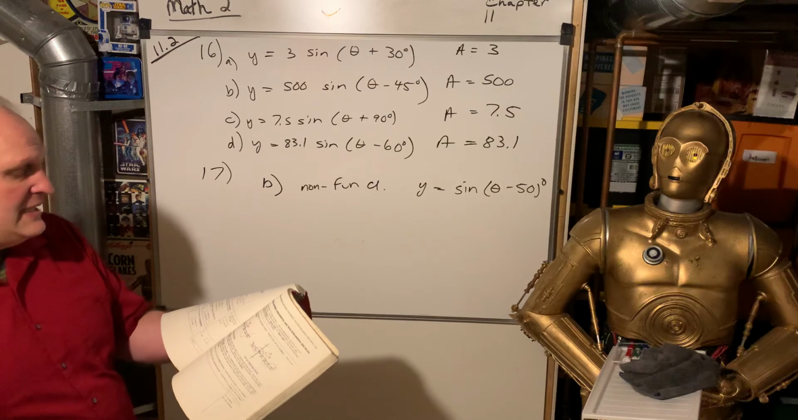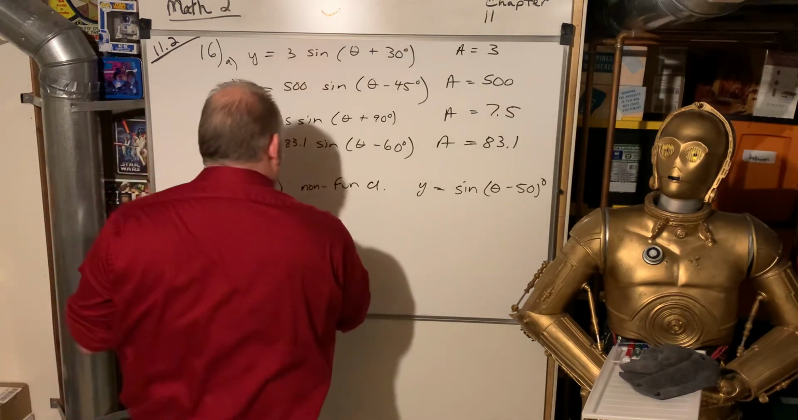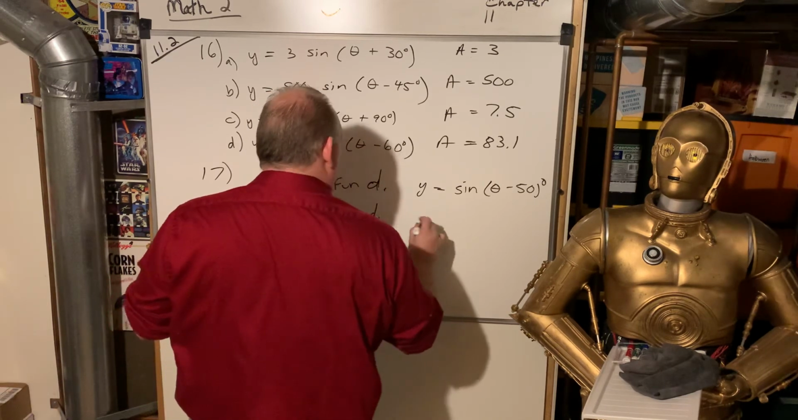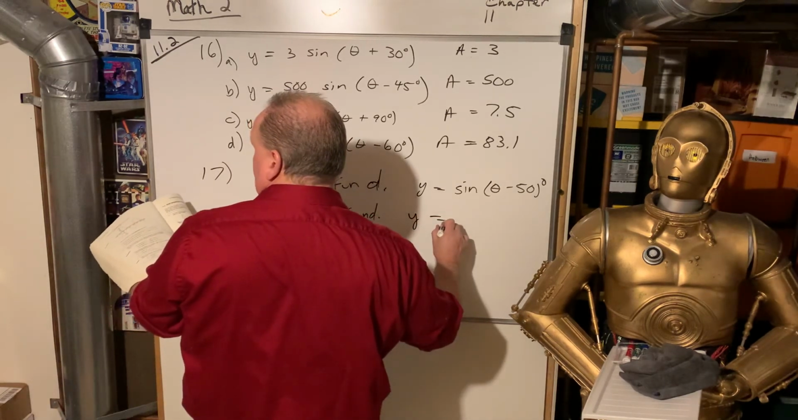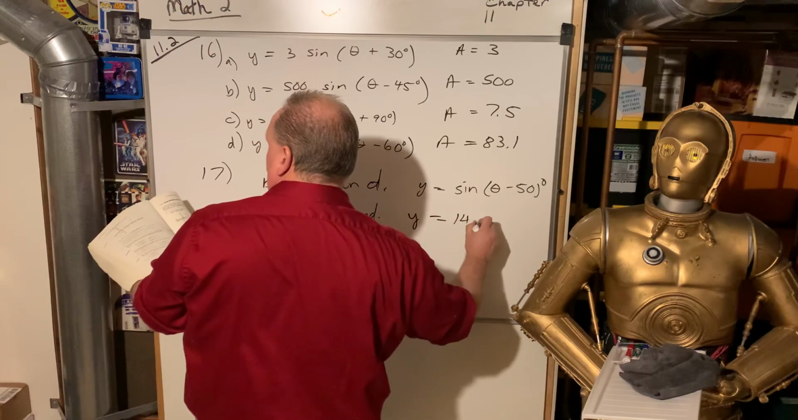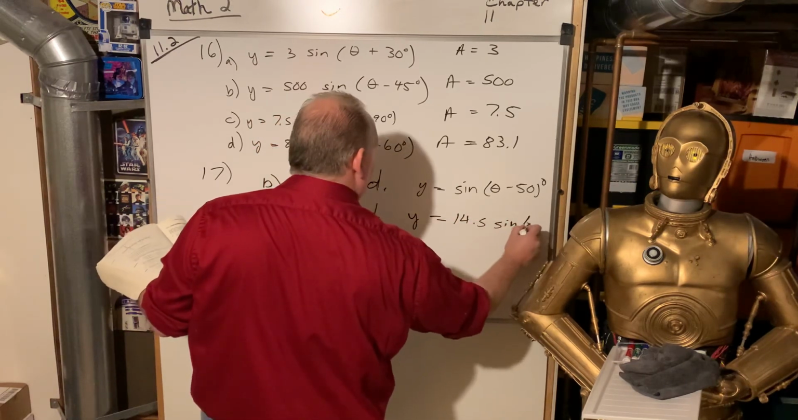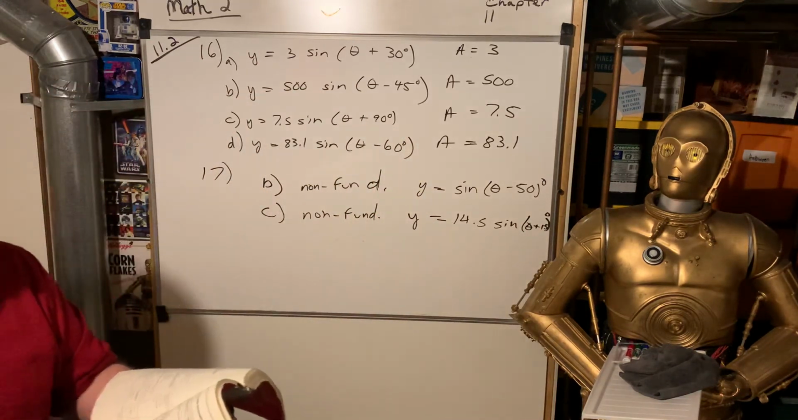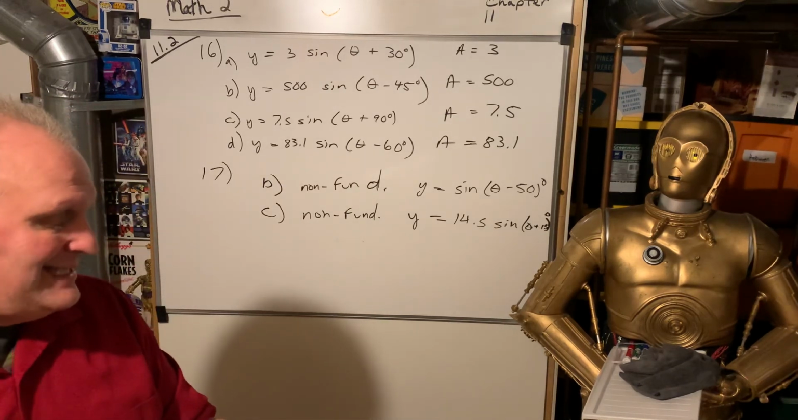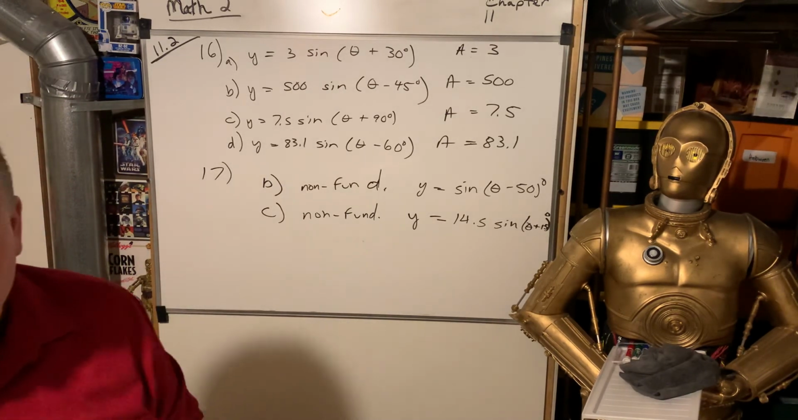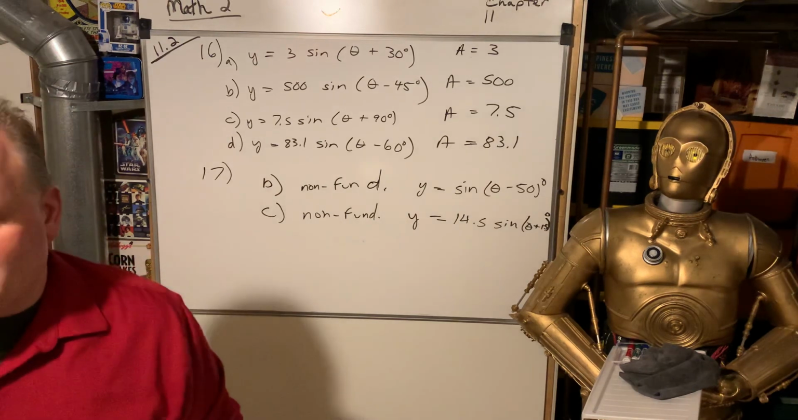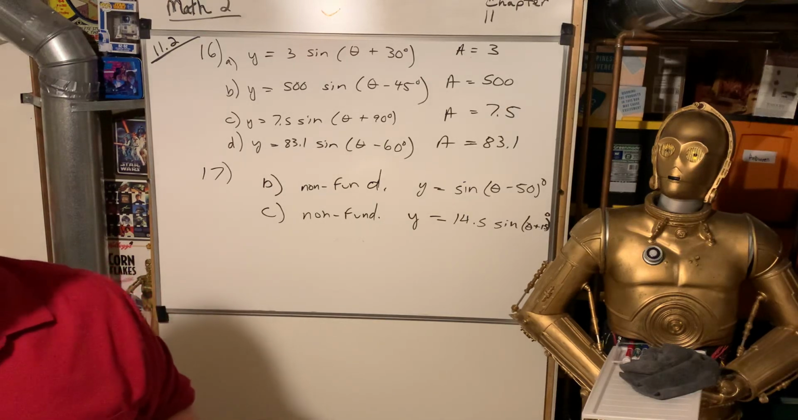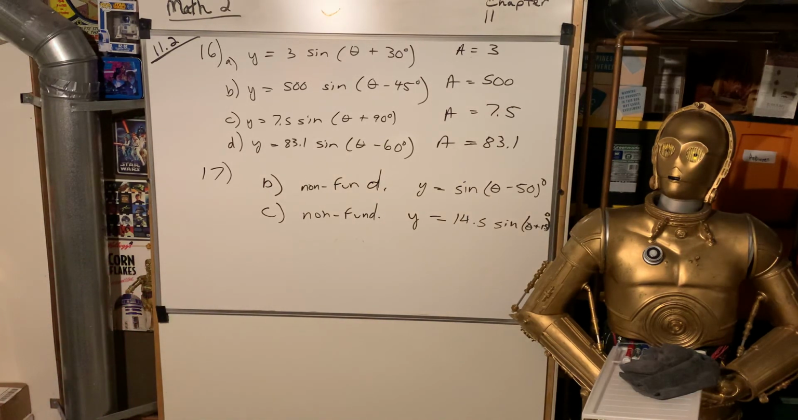So that's a non-fundamental sine wave. And then C would also be non-fundamental, because that is y is equal to 14.5 sine of theta plus 15 degrees. And so that is also non-fundamental. A and D would be fundamental. They would just have different amplitudes. So if it has a different amplitude, but it starts at 0, ends at 360, and then starts repeating itself from 360, it's fundamental. If it starts somewhere else, it's non-fundamental.